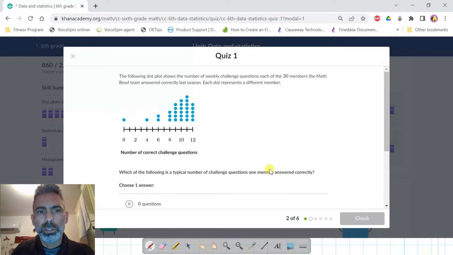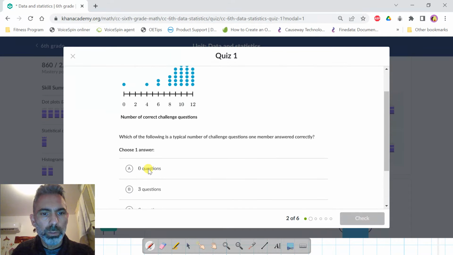Okay. Next question. The following dot plot shows the number of weekly challenge questions each of the 30 members of the Math Bowl team answered correctly last season. Each dot represents a different member. Number of correct challenge questions. Which of the following is a typical number of challenge questions one member answered correctly?